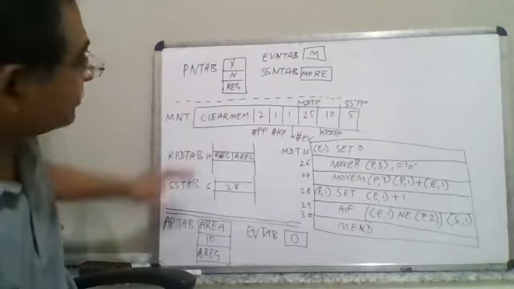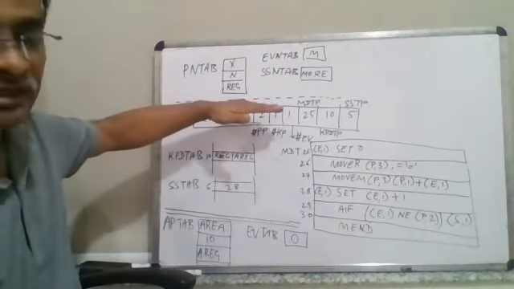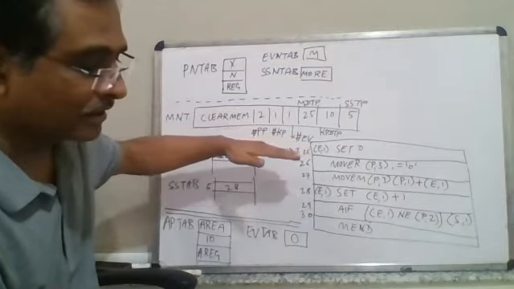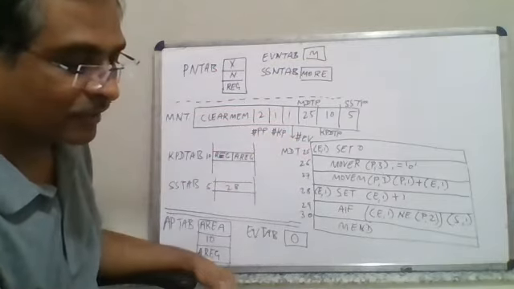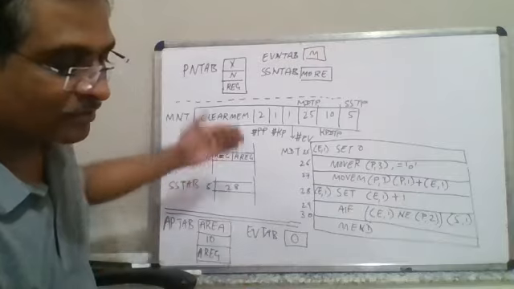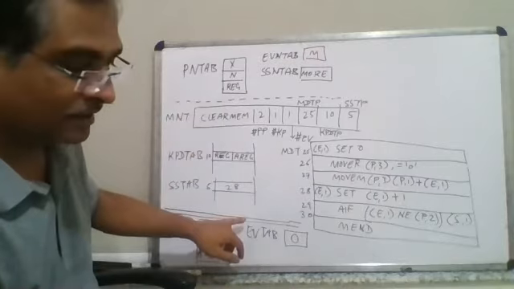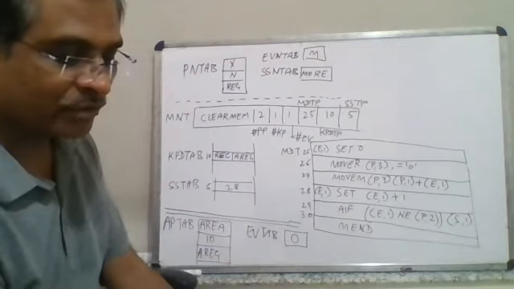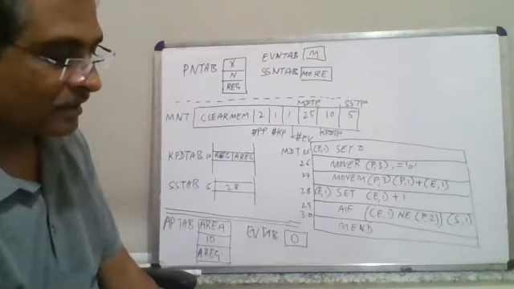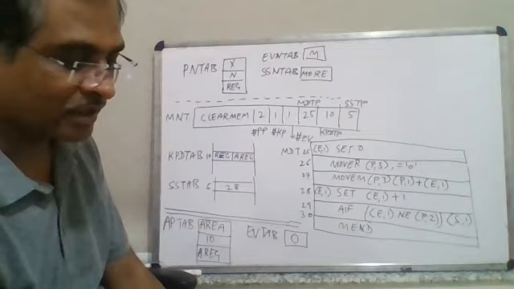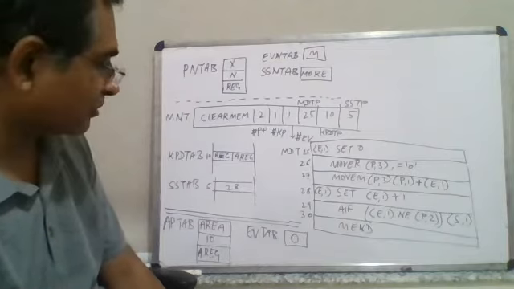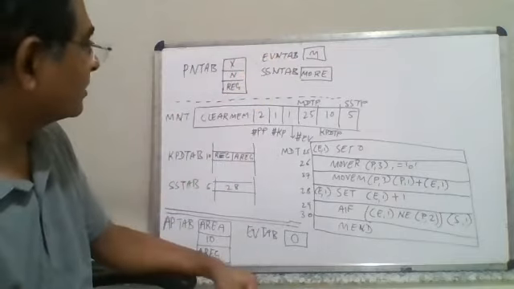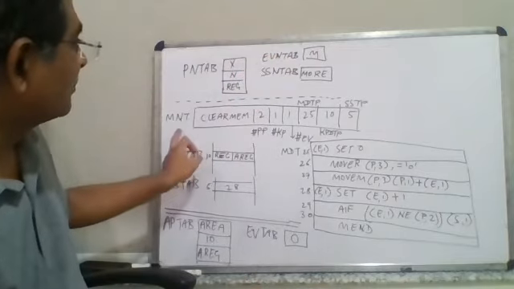So the data structures above this broken line, if you see, are both constructed and used during the processing of a macro definition, while the data structures between the broken line and this firm line are constructed during processing of a macro definition and used during expansion of a macro call. And the data structures below the firm line are both constructed and used for the expansion of a macro call, right?